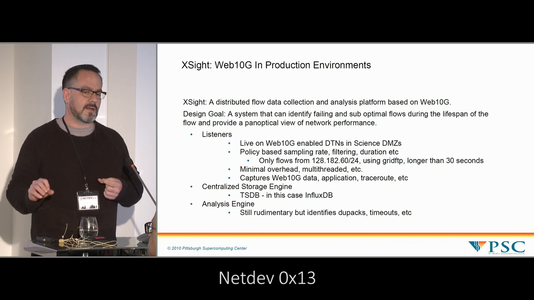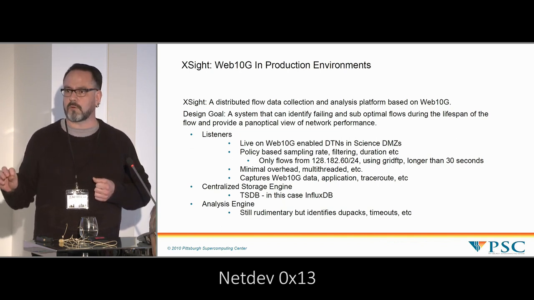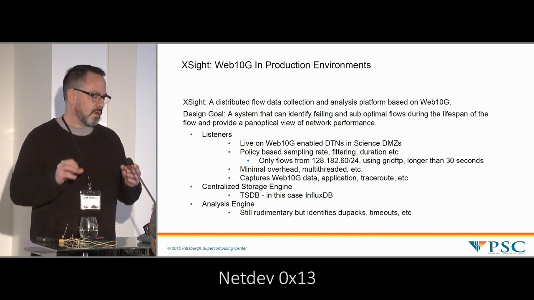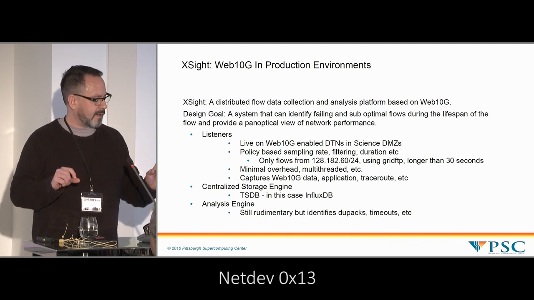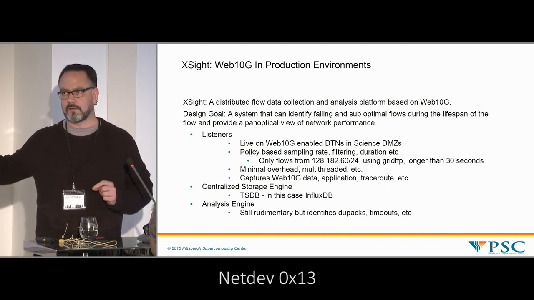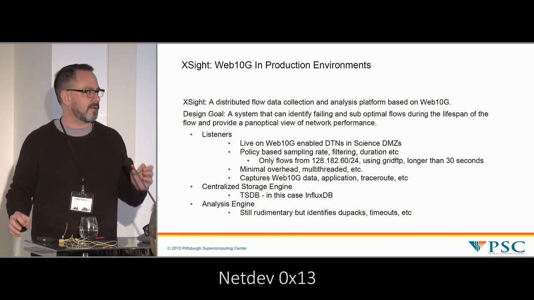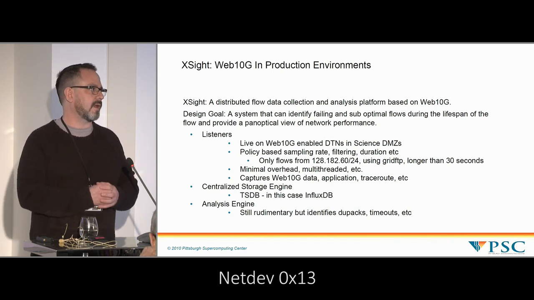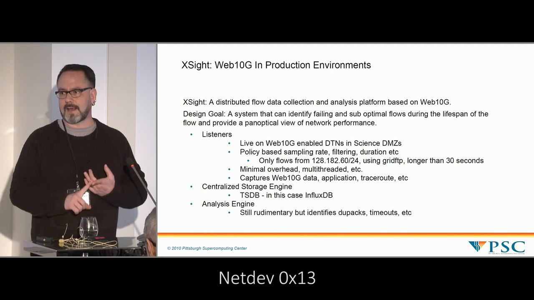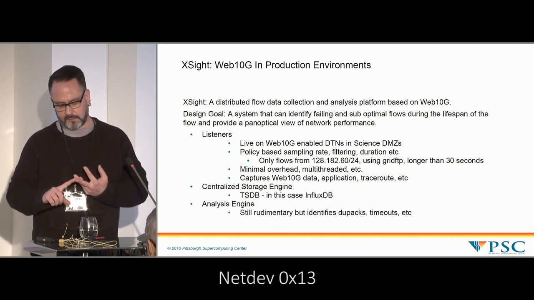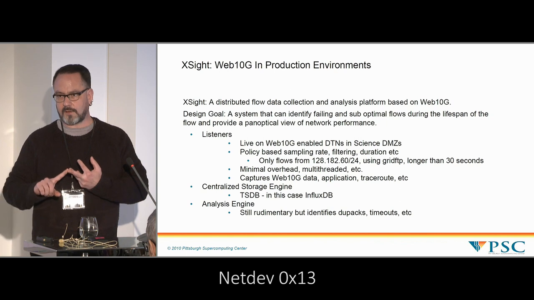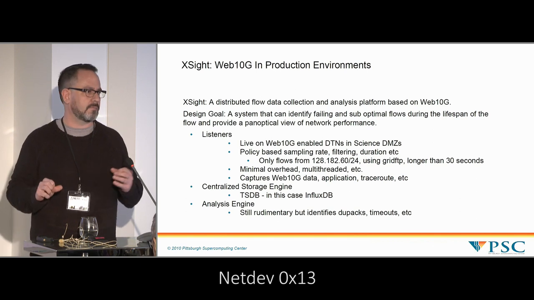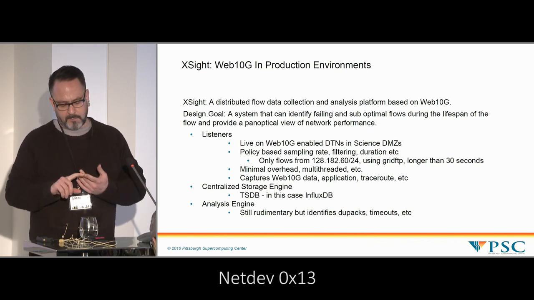The other idea behind it, as a distributed network monitoring system, is it gives us what I like to call a panoptical view of the network. For every place where we have an instrumented data transfer node, I'll get to the structure in a moment, we can draw that information to a centralized storage location, run reports and analysis on it, and provide network operators a view of not just how their network is working in aggregate, like we might get with a network weather monitoring service, but on a per flow basis.